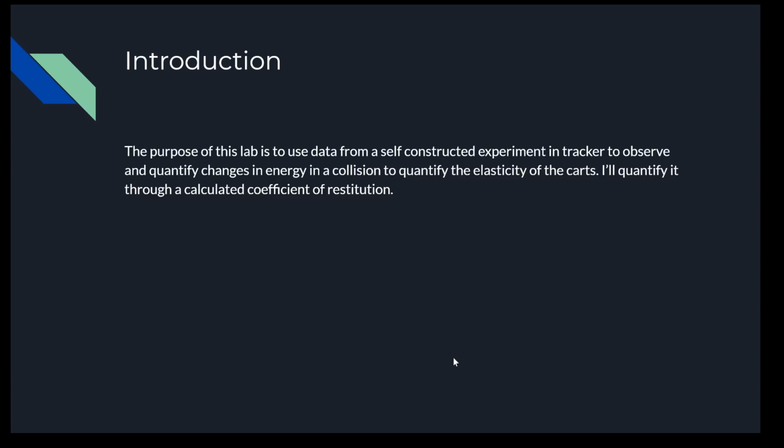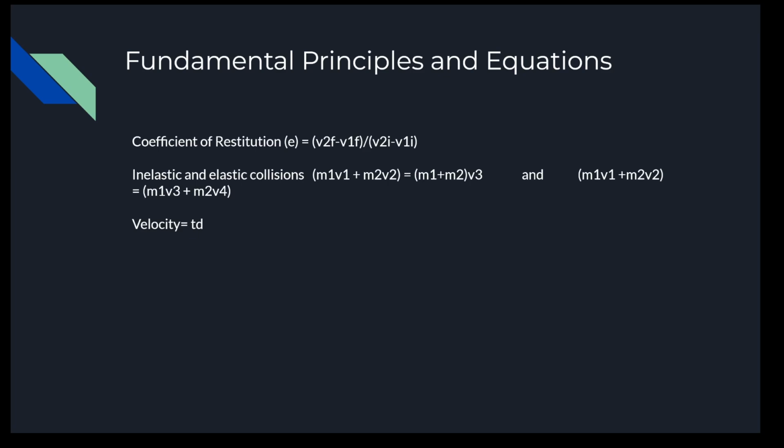So the purpose of this lab is to use data from a self-constructed experiment and tracker to observe and quantify changes in energy in a collision to see the elasticity of the carts. I'll quantify it through a calculated coefficient of restitution. So here we have the equations that we'll need for the coefficient of restitution, velocity update formulas for the collision, and just the basic equation for velocity.